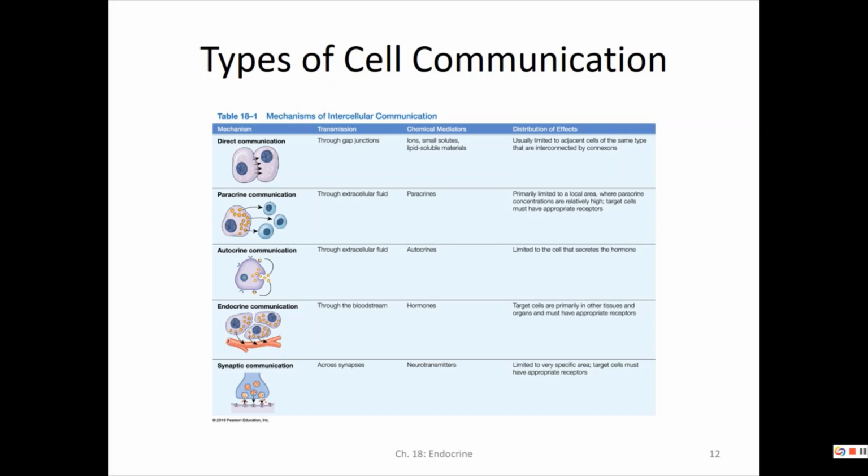Endocrine goes into the blood. Synaptic goes across synapses, releases neurotransmitters. Now, it's a very, very small area of effect. It only occurs there, very specific at that synapse. For example, preganglionic neuron synapsing with postganglionic neuron in the sympathetic or parasympathetic autonomic nervous system, or upper motor neuron synapsing with lower motor neuron in the somatic nervous system.